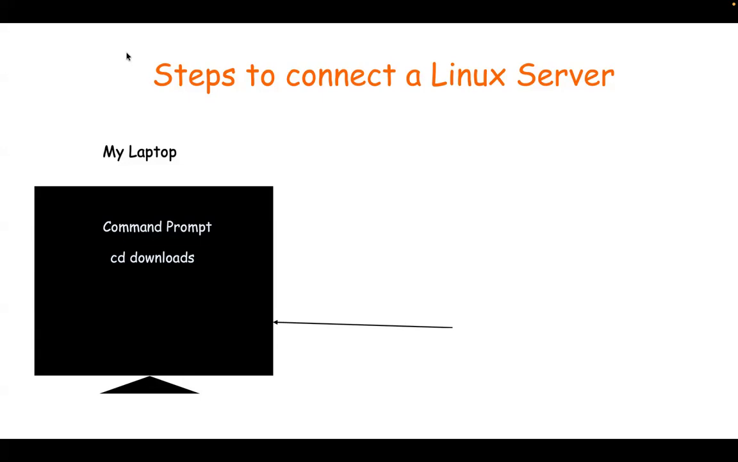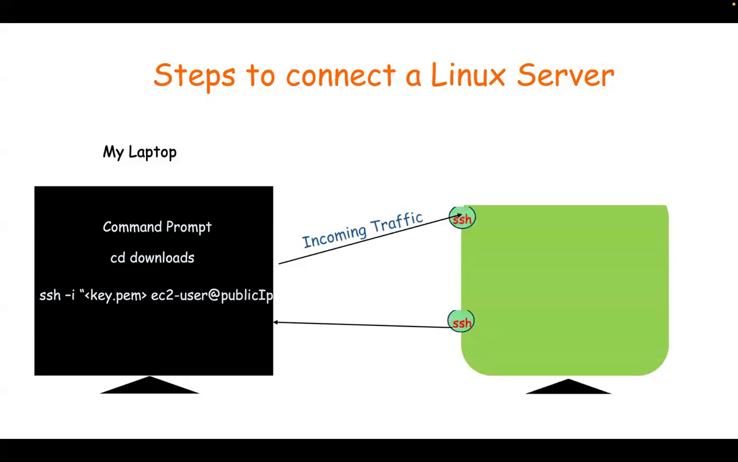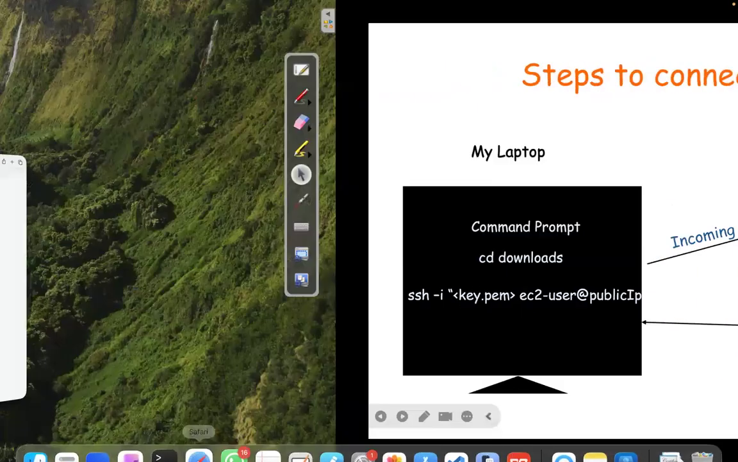Here you need to execute one command. The SSH command: ssh space -i, key pair name, username at the rate IP address. Once you execute this command, the request will immediately go through the SSH port of that instance, and you will be logging into that server. Okay, so let's do that now.